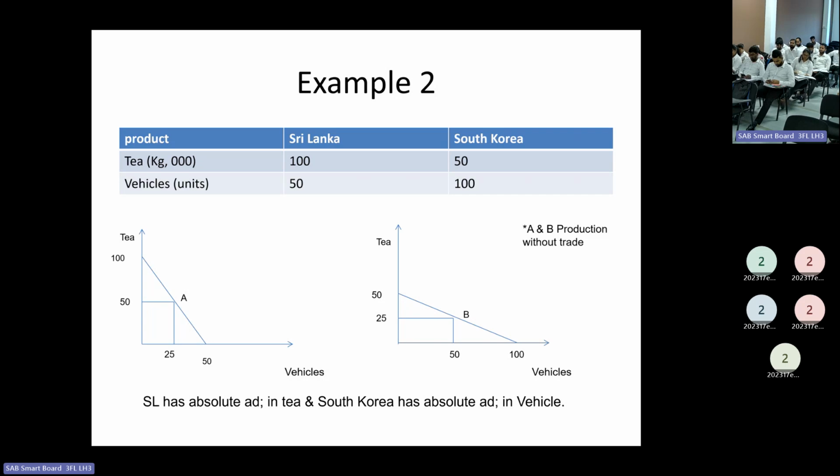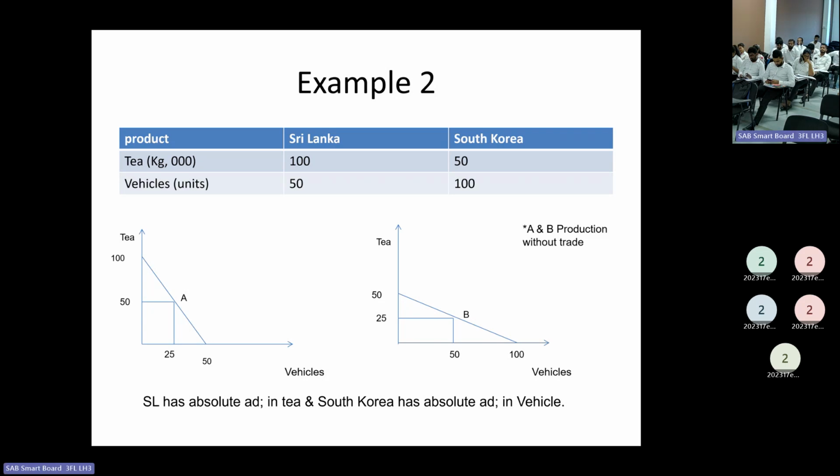So you know the PPC, the production possibility curve. In the case of Sri Lanka, here tea and the vehicles. If you use all the resources, we can produce 100 units of tea or 50 units of vehicles. So that is the production possibility. But Sri Lanka produced at point A, one combination, where we produce 50 units of tea and 25 units of vehicles.